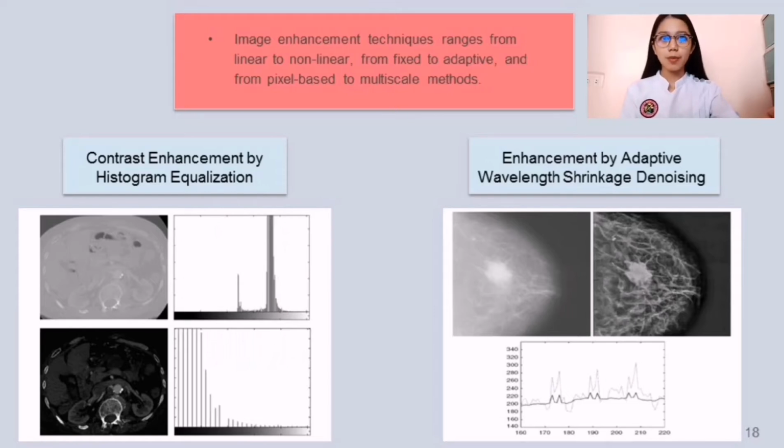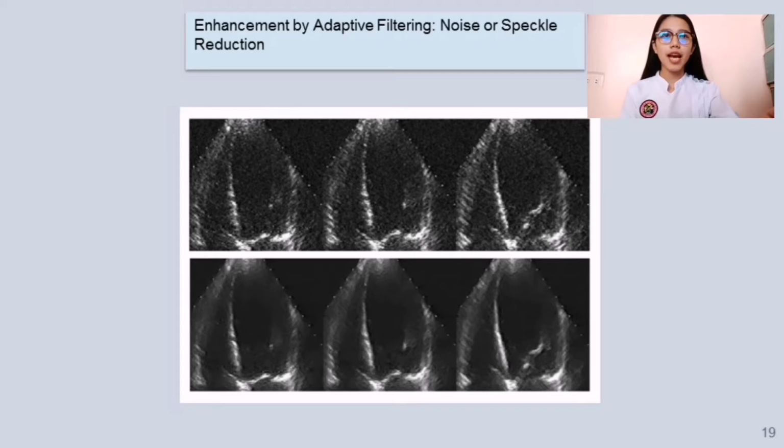So here is an example of contrast enhancement by histogram equalization. Here is an example of enhancement by adaptive wavelet shrinkage denoising. And here is an example of enhancement by adaptive filtering, noise or speckle reduction.